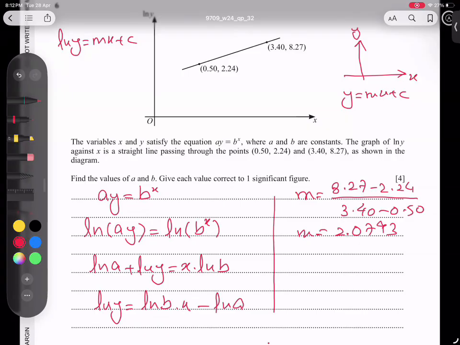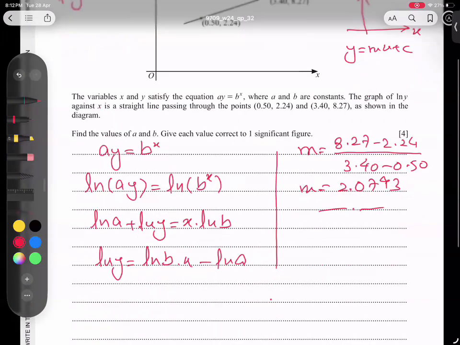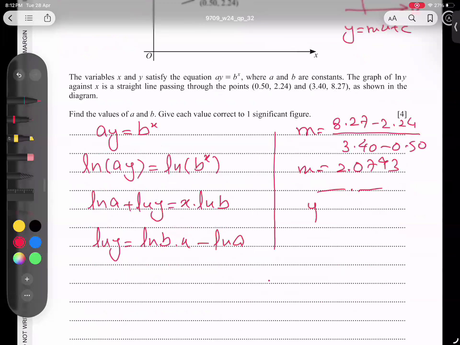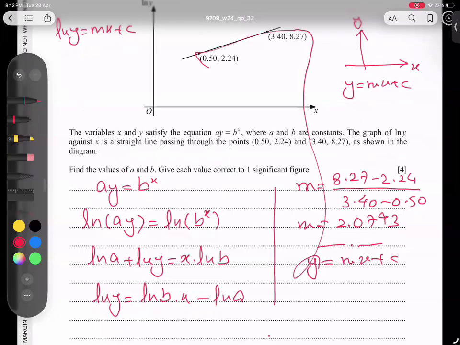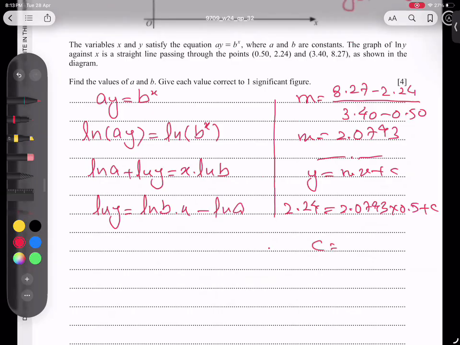And now, students, I'm going to find the c value. So y is equal to mx plus c, and for y I can take any coordinate from here. For example, I take 2.24. The m value, I'll take this. And x value is 0.5. And from here, I can get the c value.